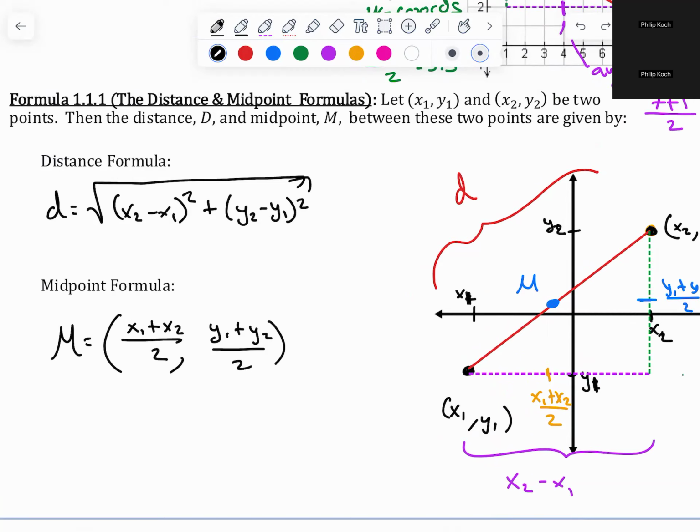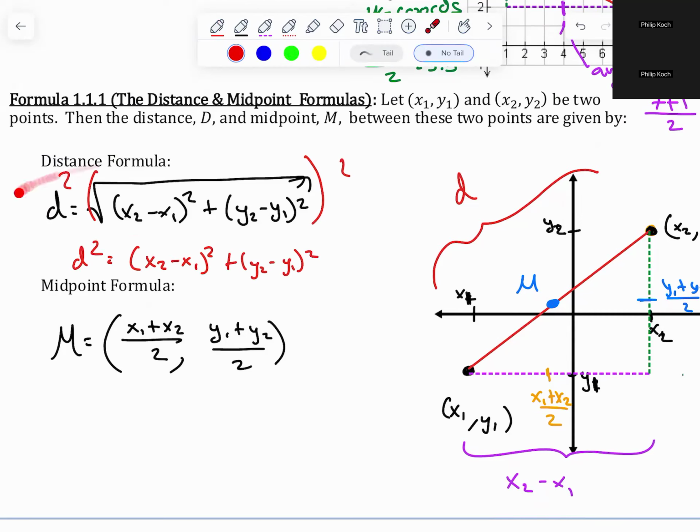Now, why did I talk about the Pythagorean theorem? This doesn't look like the Pythagorean theorem, except it is. You don't need to write this down. Just write out what you've written. But if I square both sides, I get that d squared is equal to x sub 2 minus x sub 1 squared plus y sub 2 minus y sub 1 squared. That's where the formula comes from.